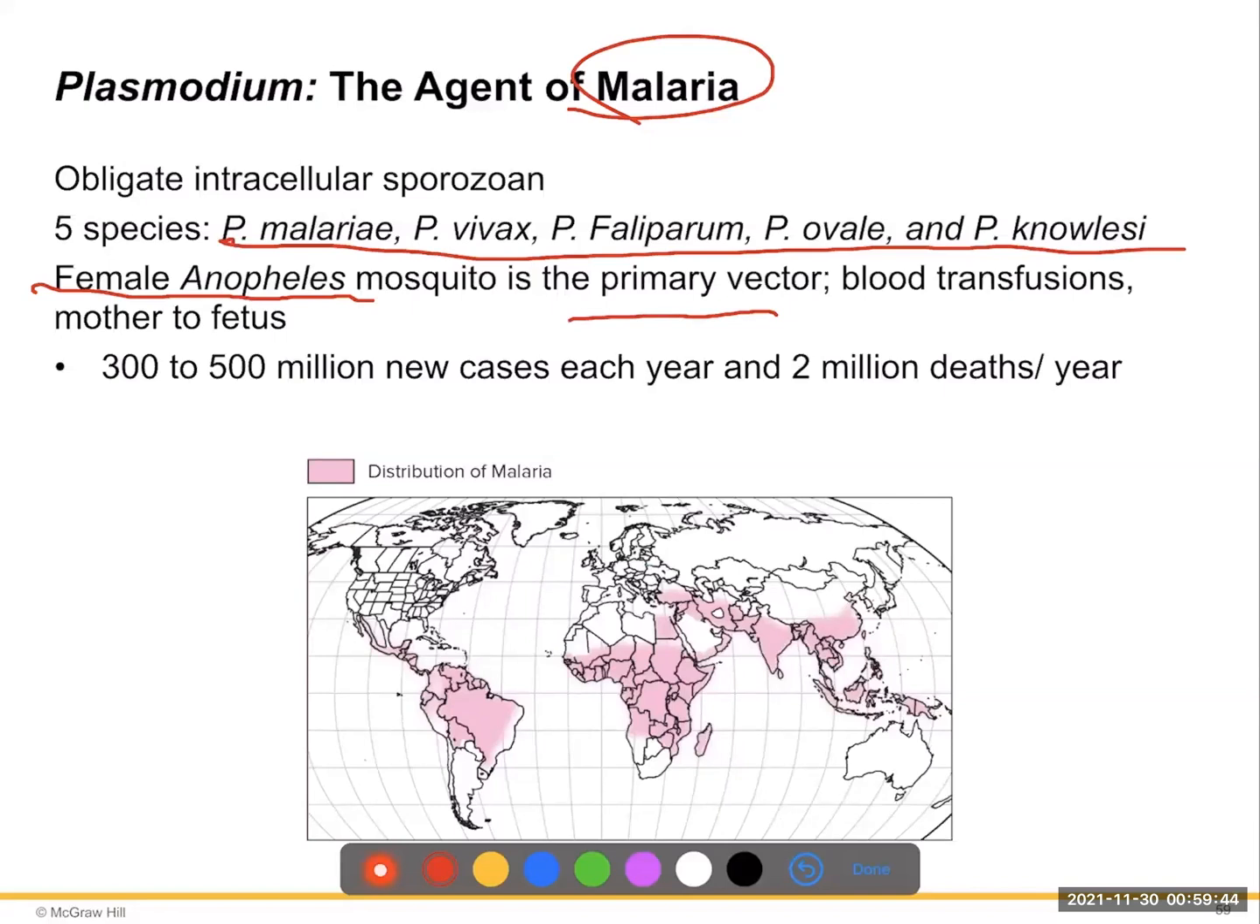Now, for malaria, there's 300 to 500 million new cases every year. Okay, 2 million deaths per year. I mean, we're talking COVID is a major pandemic and it's killed 200,000. This thing kills 2 million people every year. This is a huge disease. And you can see the area where it's located.